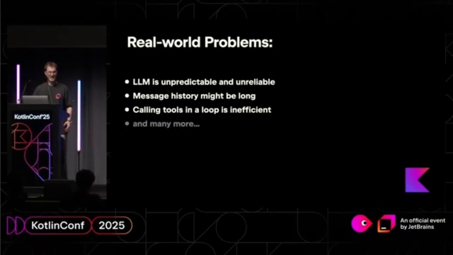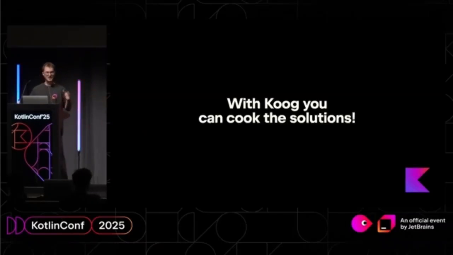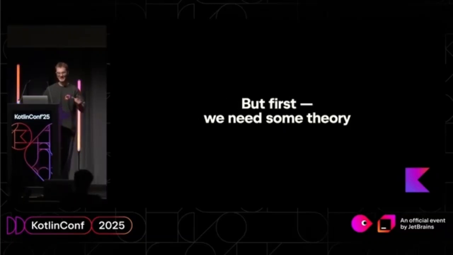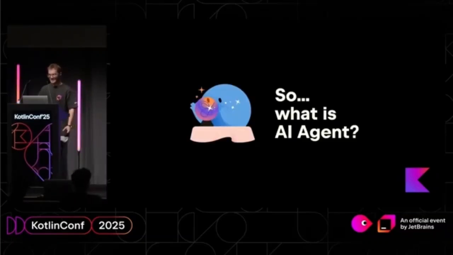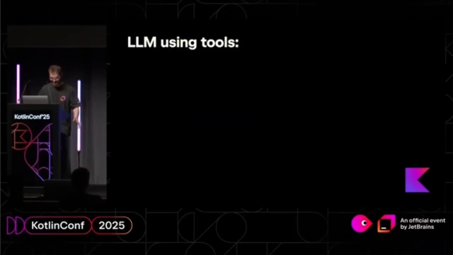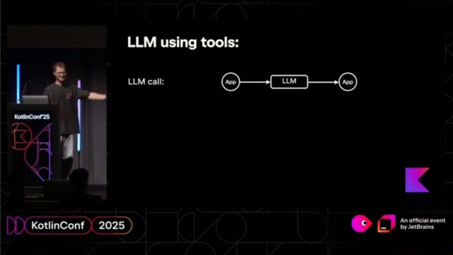That's a problem. And actually, we faced a lot more real-life problems when developing AI applications. And with Koog, you can actually cook up the solutions. I will show you how, but first we need a little bit of theory. So let me refine the definition first. What is an AI agent? Again, we said that it's a model using tools to solve the user problem. Then this is the agent, right?